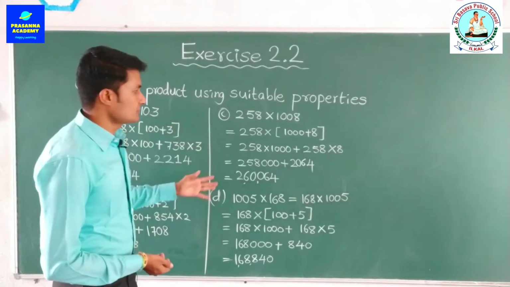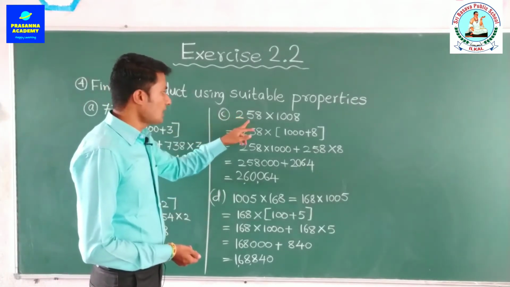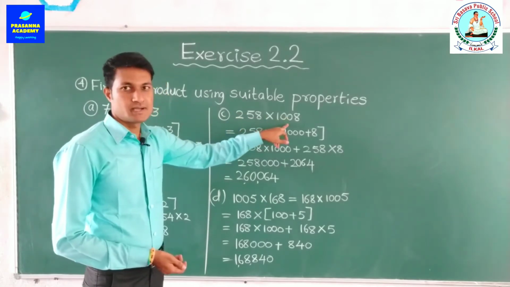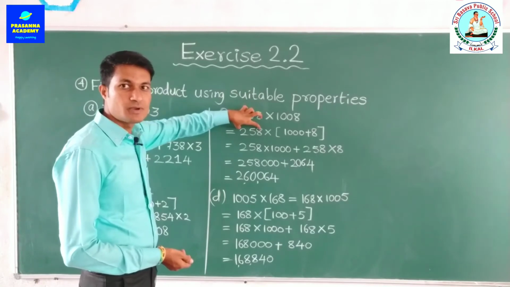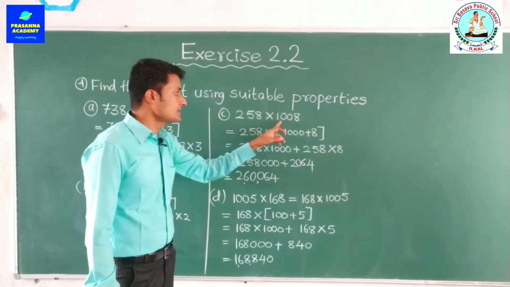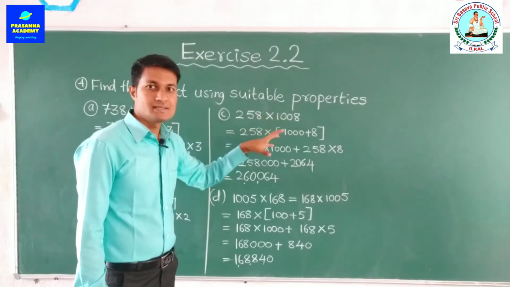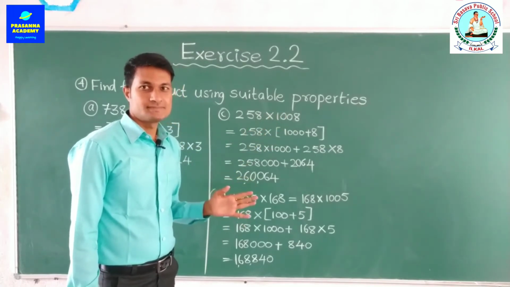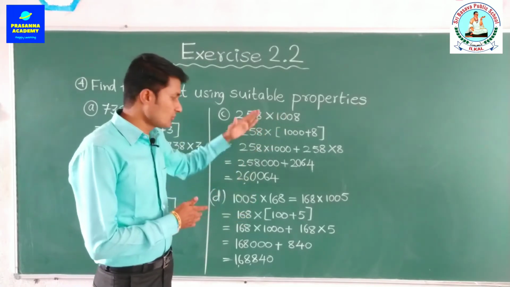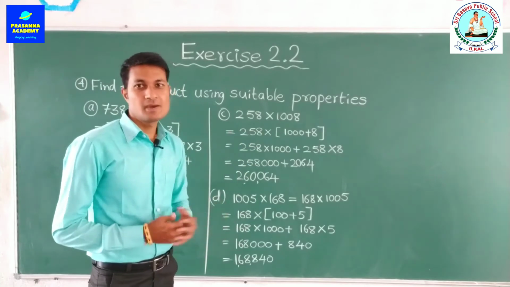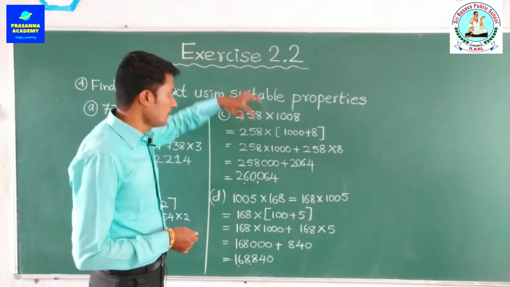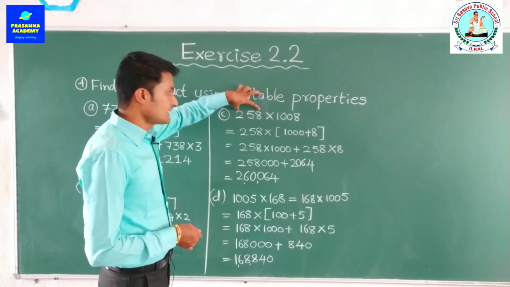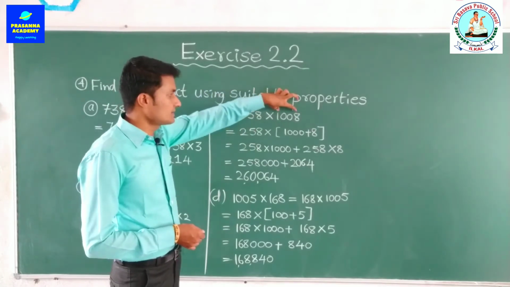Let's move on to the next question, that is C. It is 258 times 1008. Here I am not going to simplify 258. I am going to simplify 1008 because there is a chance for me to break this. The main intention of solving these kinds of problems is to make our calculation as easy as possible. So that is why I am not going to select this one to break, I am going to select this one for the break.